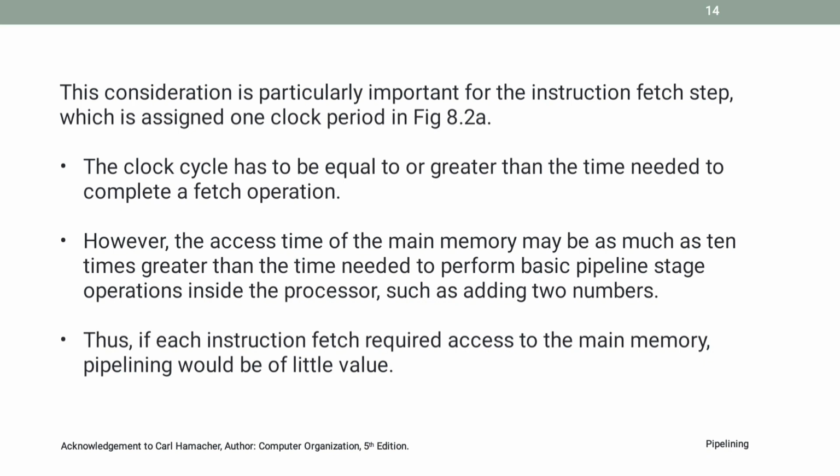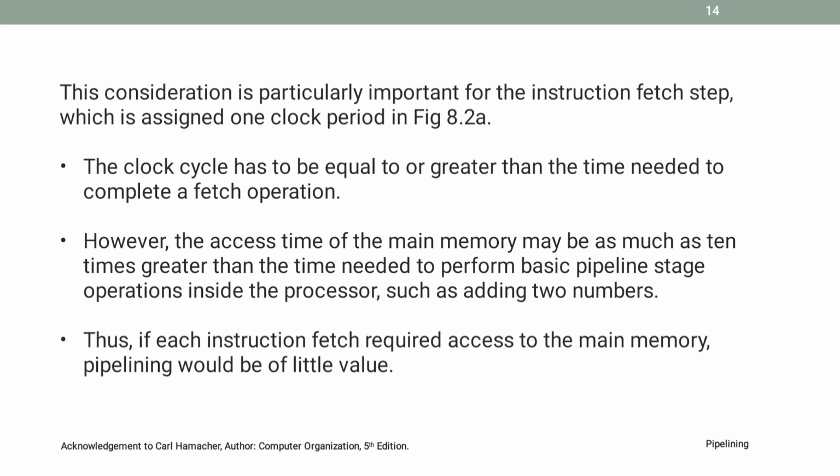The clock cycle has to be equal to or greater than the time needed to complete the fetch operation. However, the access time of main memory may be as much as 10 times greater than the time needed to perform basic pipeline stage operations inside the processor, such as adding two numbers. So fetching an instruction from main memory is a little bit slower, 10 times slower, when compared to the basic pipeline stage operation inside the processor, that is addition of two numbers.